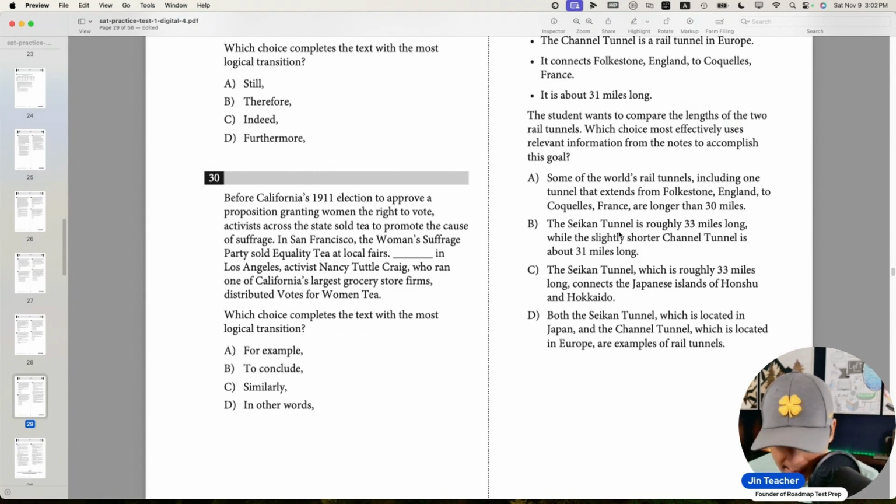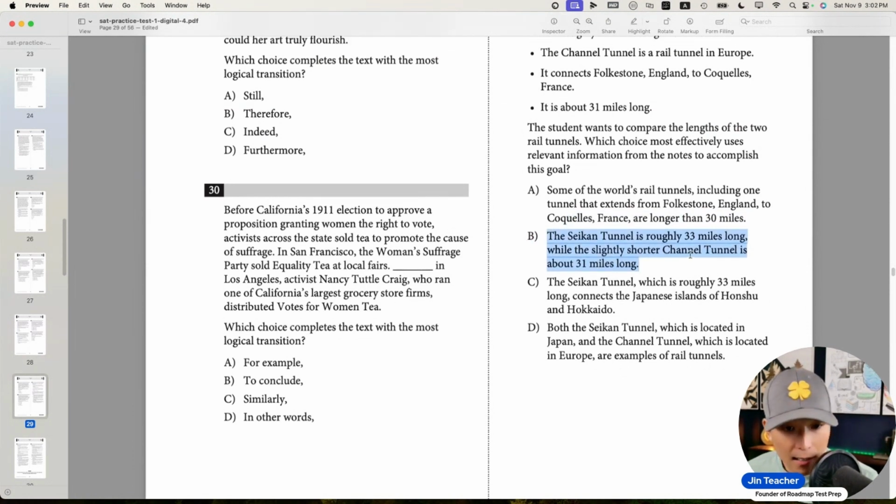So B says the Saigon Tunnel is roughly 33 miles long, while the slightly shorter Channel Tunnel is about 31 miles long. This looks really good, right? Why? Because the goal is to compare the lengths of two rail tunnels, and choice B tells us the length of both tunnels, right? 33 miles long and 31 miles long. And it does kind of compare them in the sense that one's a little bit shorter than the other one, right? So B looks like a really, really good answer choice. So let's keep it for now. We know that for sure A is wrong, 100% sure now. Let's take a look at the other answer choices.